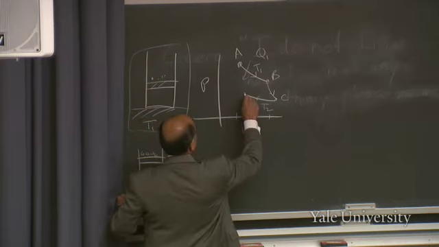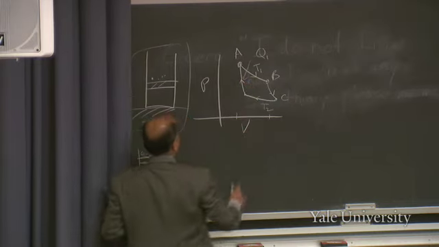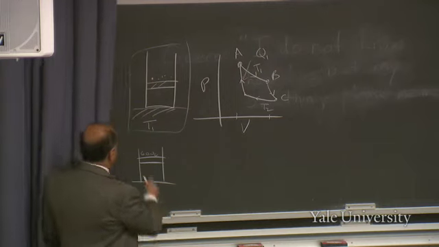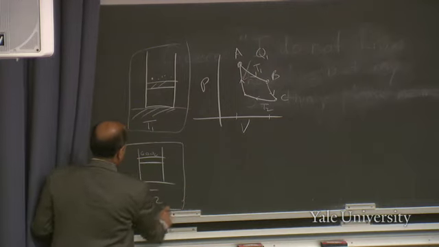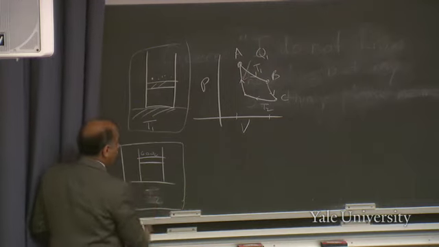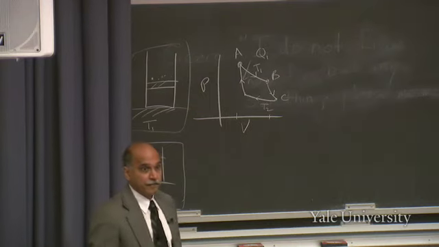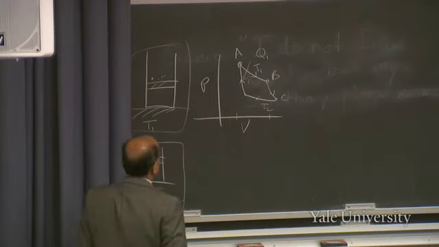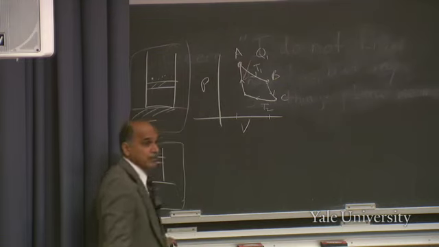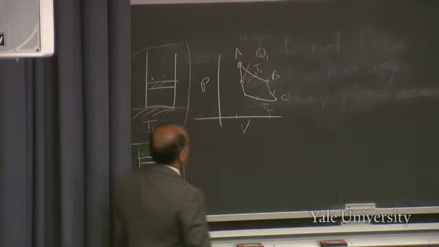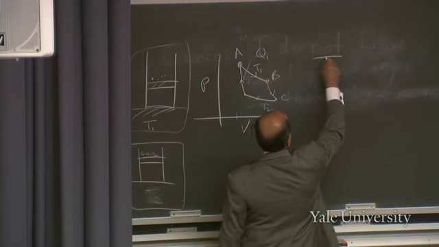And finally, you come back to the starting point by further compression, but adiabatic. And adiabatic means it's insulated from the outside world, no heat flow. So there are 4 parts. There are 2 things you have to notice about the Carnot engine. In fact, let me draw a schematic of the Carnot engine.